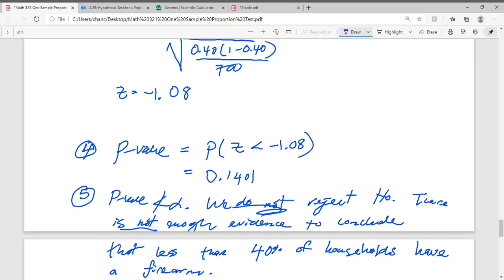Since the p-value is not less than alpha, we do not reject the null hypothesis. There is not enough evidence to conclude that less than 40% of households have a firearm.